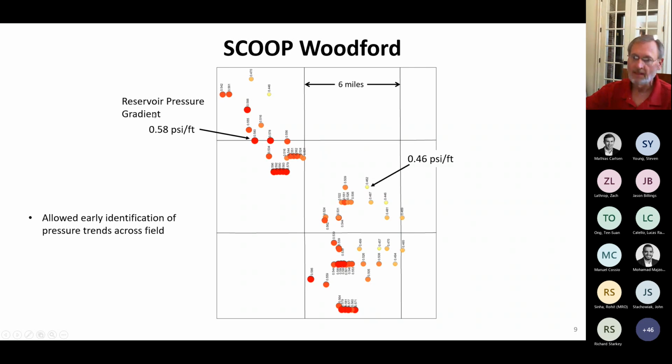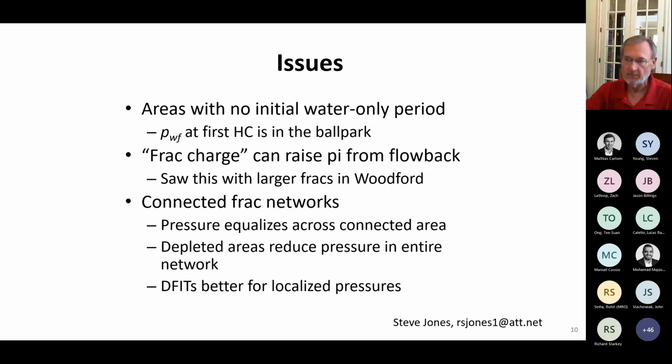And we were able to show that the reservoir pressure varies from about 0.6 psi per foot, the reservoir pressure gradient on the west side, over to about 0.46 psi per foot on the east side, simply from using this flowback method. So that became very useful to us in all our analysis where initial reservoir pressure was needed.